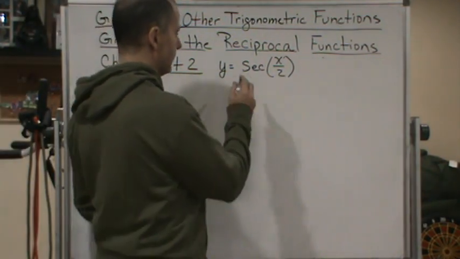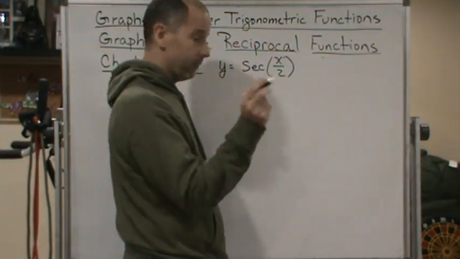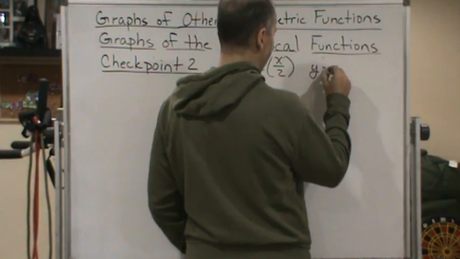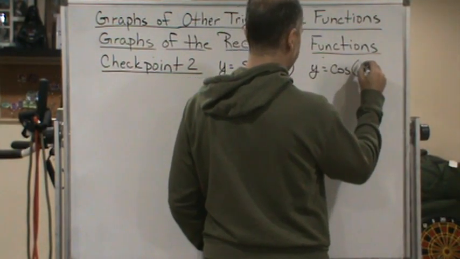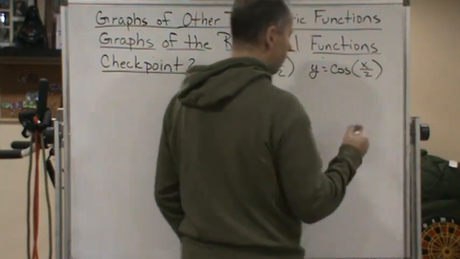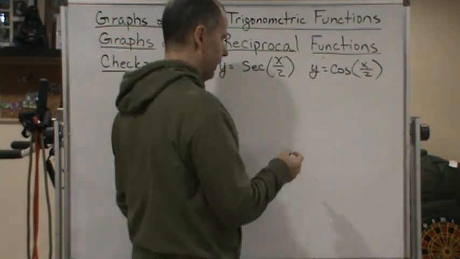So the first thing is secant. So I'm going to focus on the graph of cosine. So I'm going to look at y equals cosine of x over 2, which we've done before, right? But let's go through it again.